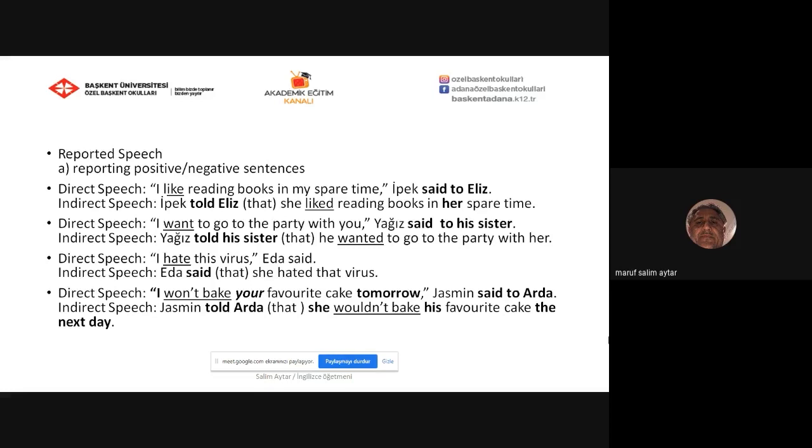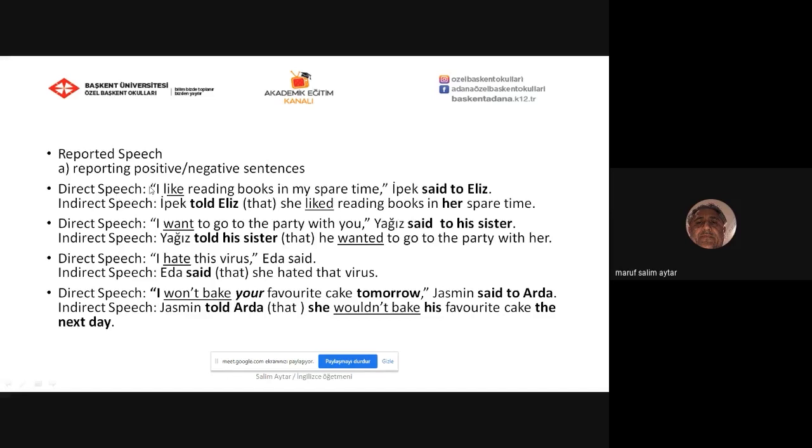Today, I'm going to be talking about reported speech or indirect speech, in other words. The first one is reporting positive or negative sentences. As you can see on the screen, there are some examples here. We have two ways to report what somebody actually says.